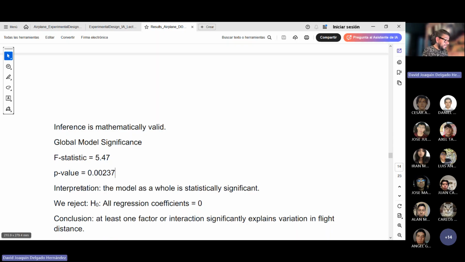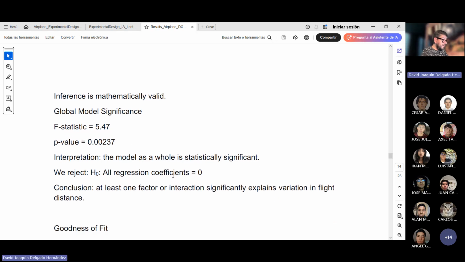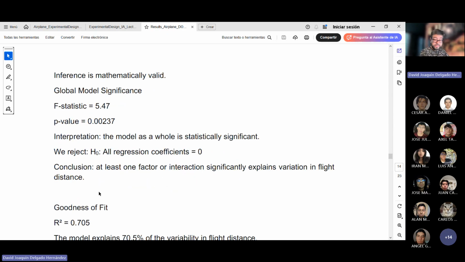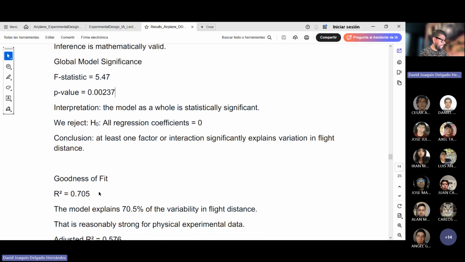And what is the interpretation? This model is statistically significant, and we reject the null hypothesis that all regression coefficients are equal to 0. That is rejected. So the conclusion is that at least one factor or interaction significantly explains variation in flight distance. That is very good news for us.